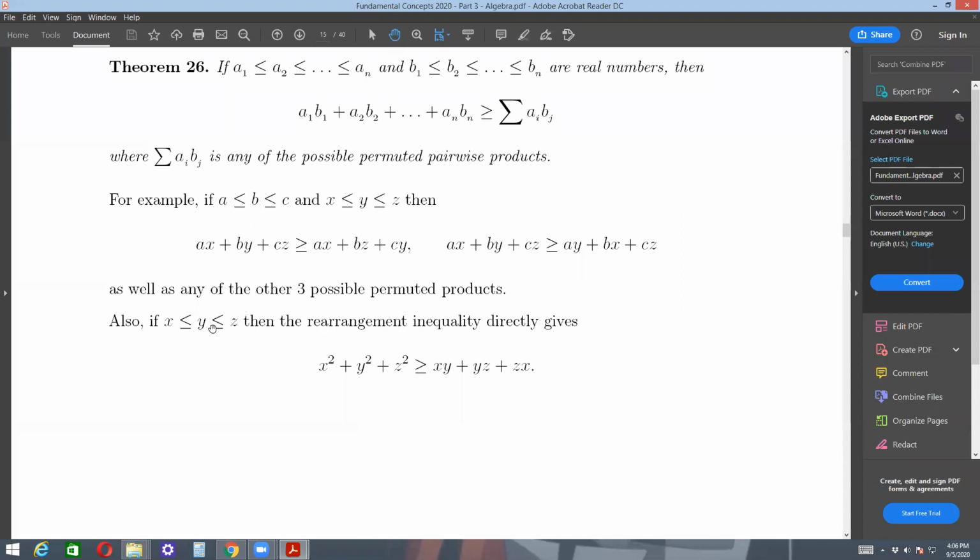Now, one thing to note here is if you're looking at a single sequence twice. If you take X less than or equal to Y less than or equal to Z and the same thing as the second sequence, you actually get this. Because X times X plus Y times Y plus Z times Z is greater than or equal to any other combination, such as XY plus YZ plus ZX. This follows directly from the rearrangement inequality. You could also prove this using either AM-GM or just factorizing and grouping as perfect squares.